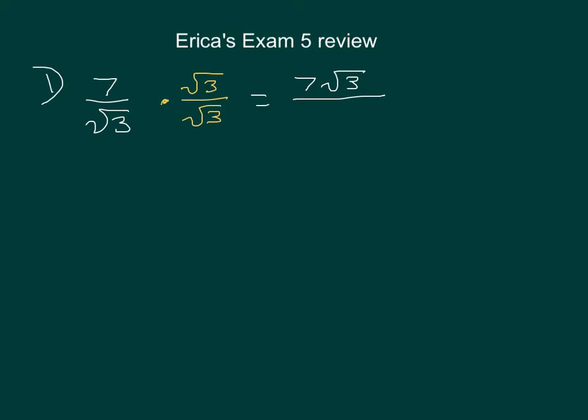But the bottom, the square root of 3 times the square root of 3, is the square root of 3 squared, which is just 3. So you have to have a denominator of 3.